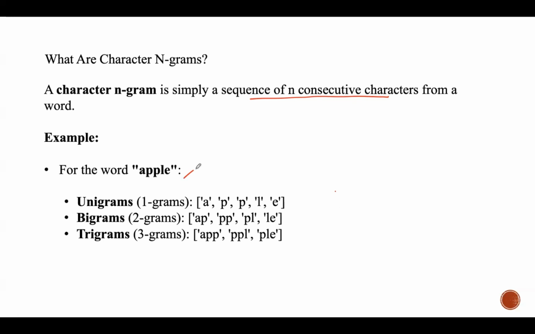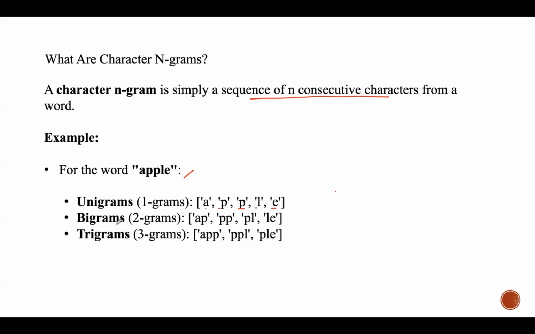unigrams are nothing but the individual characters from the original sequence. So in case of character unigrams, each character of the word is treated as an individual token. So for this apple, each character in the word is treated as an individual token. Here you can see that P appears twice because it's a repetition in the word, and each occurrence of P is treated as a separate unigram.